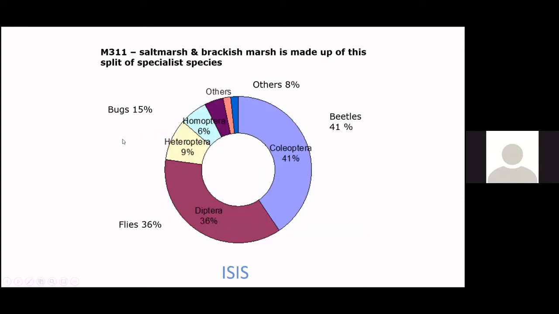And similar insects to that particular species of fly make up the assemblage. And in this case, we're looking at the M311 salt marsh and brackish marsh assemblage, which is made up of beetles and flies and bugs and a few other things. One of those flies being Campyglossa.